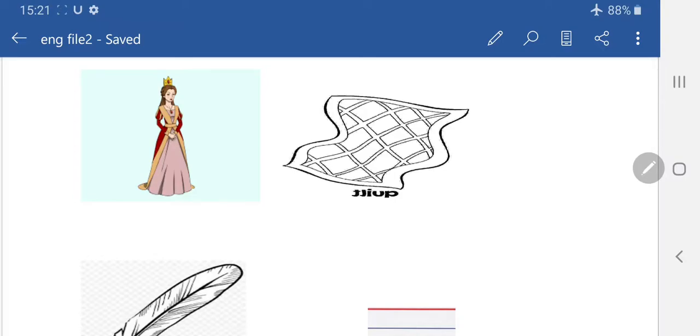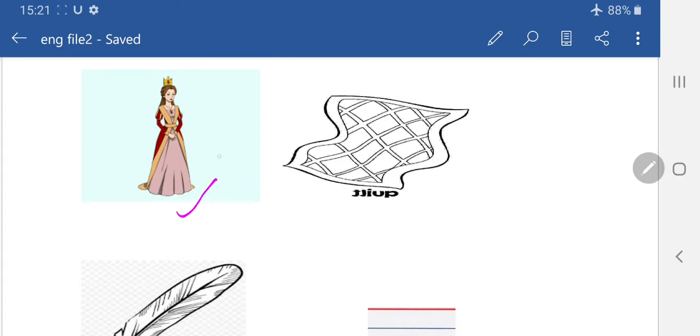Good morning, students. In the last video, we did capital print letters A to P. Now we will do the remaining letters. Start from Q. Okay, look at the picture.